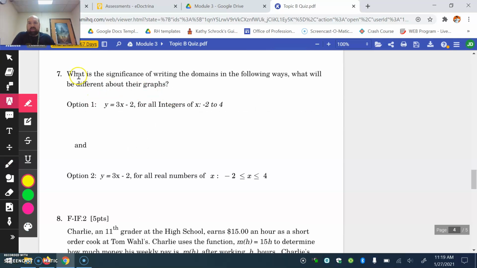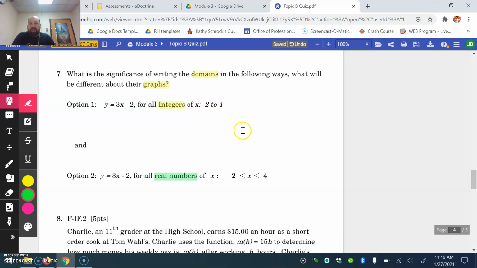All right, question 7. What is the significance of writing the domains in the following ways? What will be different about their graphs? All right, so first, here's what I would do. I would focus on the integers for option 1 and real numbers for option 2.